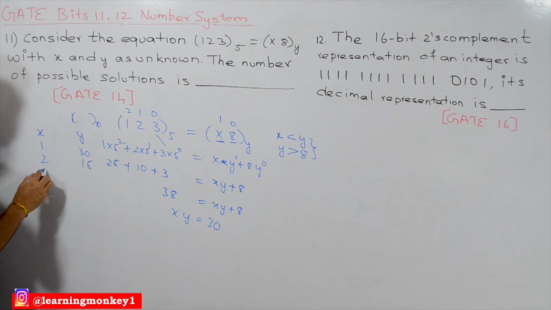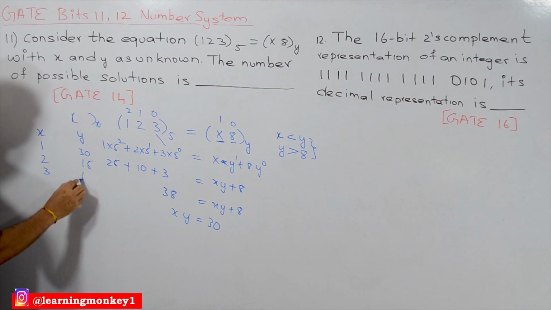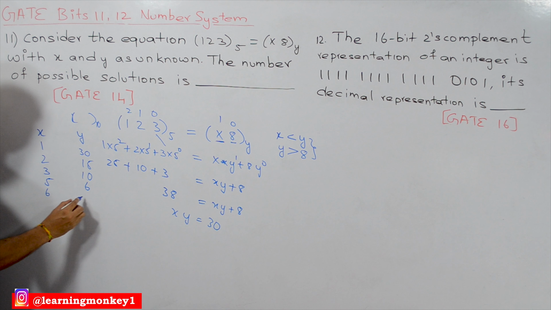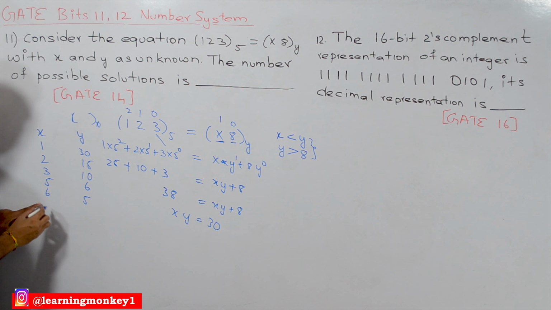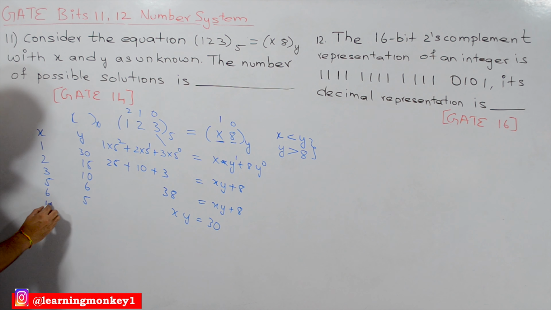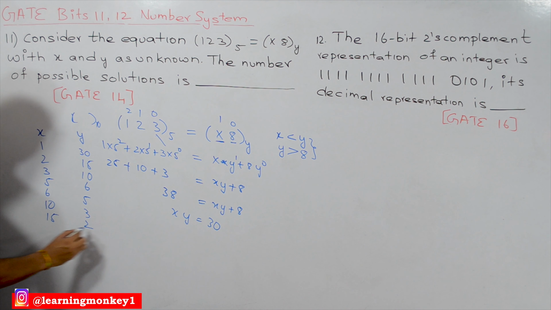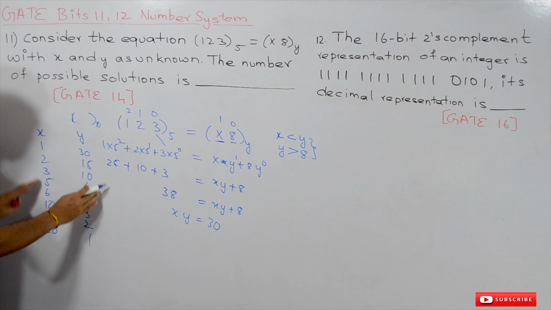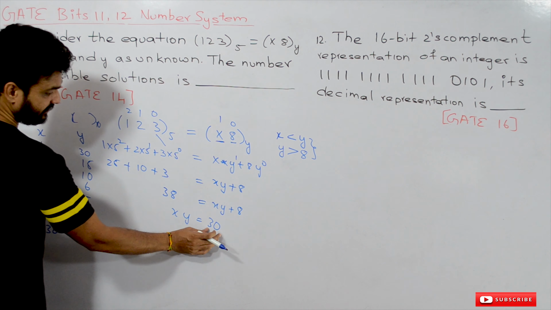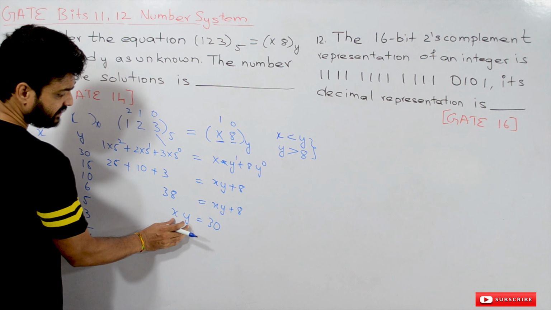And next is 3 into 10, yes, 5 into 6, 6 into 5, and next 6, 7, no, 8, 10, yes, 10 into 3, 15 into 2, and next is 30 into 1. So these are the possible combinations for the values of x and y.